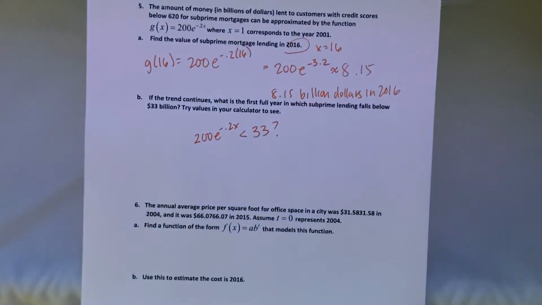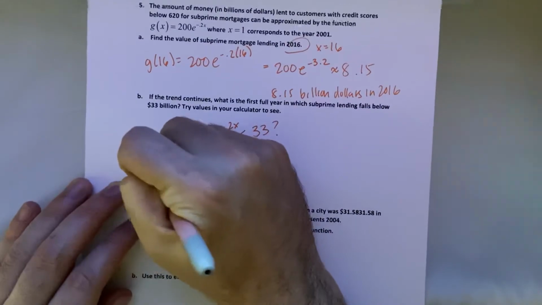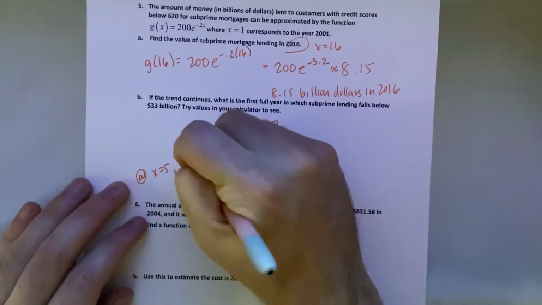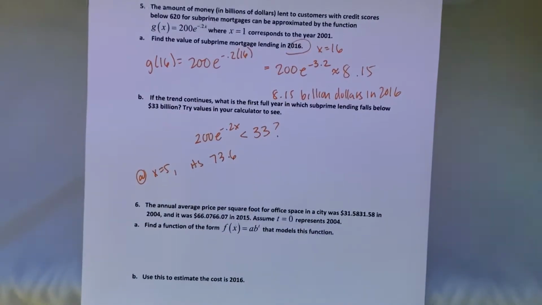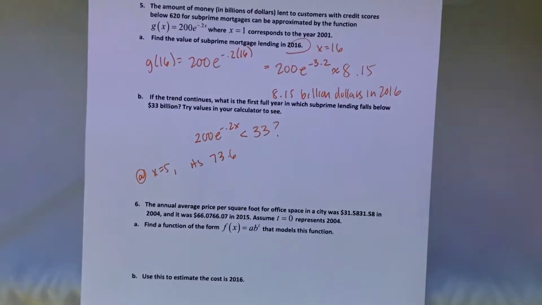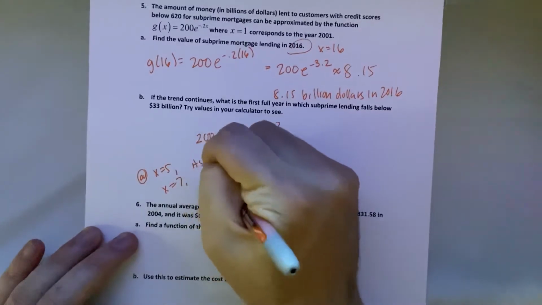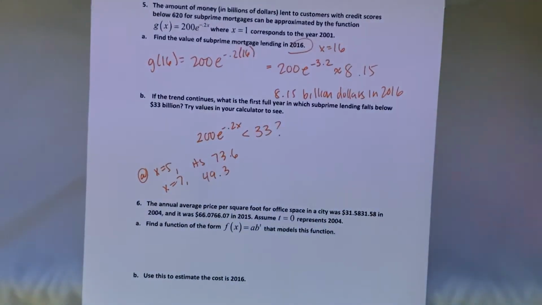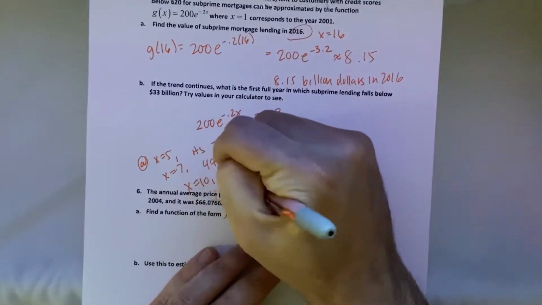So let's try x equals 5. At x equals 5, it's 73.6. So let's try x being 7. So x equals 7 is 49.3. x equals 10. So x equals 10 is 27.1.